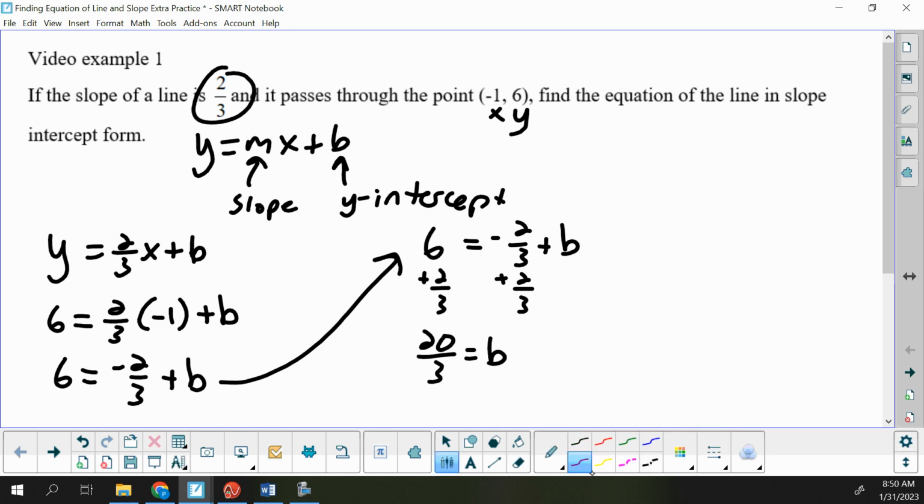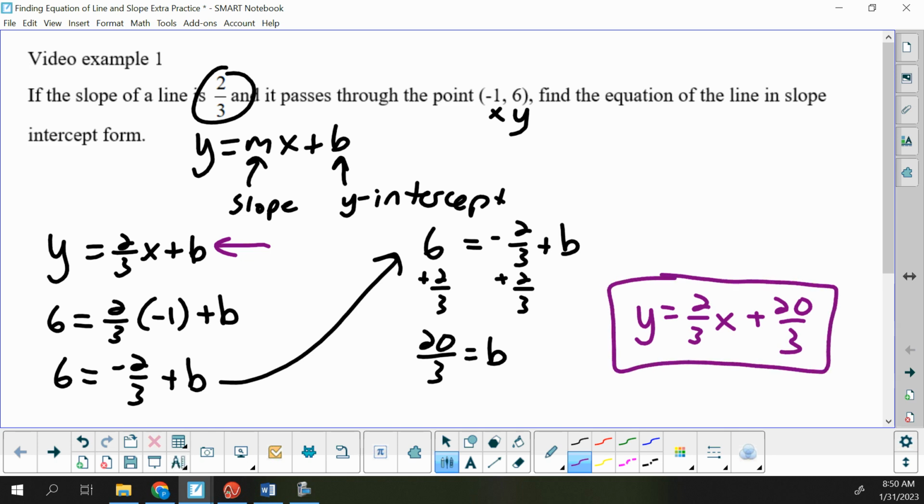And then we're not done because we want to write our final answer. To get the final answer, we're just going to fill this number in for b. So our final answer will be y equals 2/3 x, and then we got a positive 20/3, so we'll have plus 20/3 on the end. If we had gotten, say, a negative 20/3, then we would have minus 20/3 on the end. So questions 1, 2, 3, and 4 will be very similar to that.